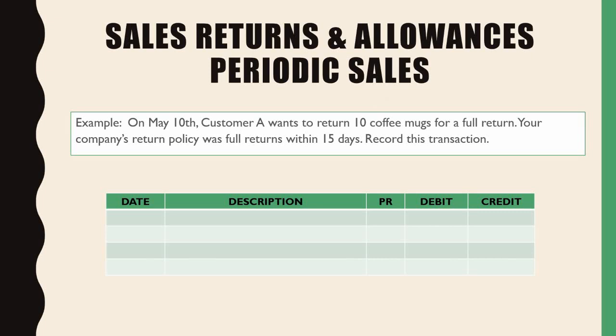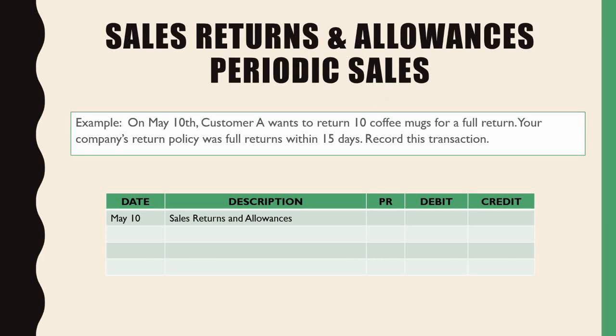Now let's go ahead and take a look at scenario 1. What if on May 10, the customer A wants to return 10 of those coffee mugs for a full refund? Okay, and of course your company return policy is to give a full refund within 15 days, okay? So record this transaction. Now in this case, this is where we're going to be introducing a contra account, okay? Because in this case, sales is final, okay? You can't undo sales. The only way you're able to record a return is by creating a contra account, which reduces the main account of sales.